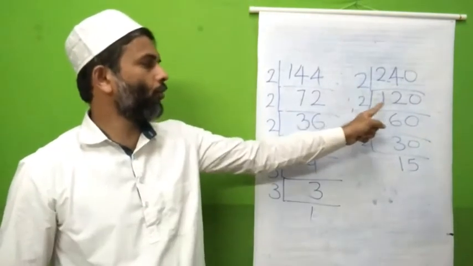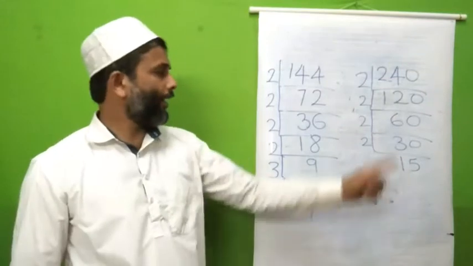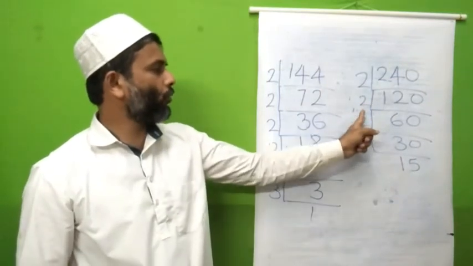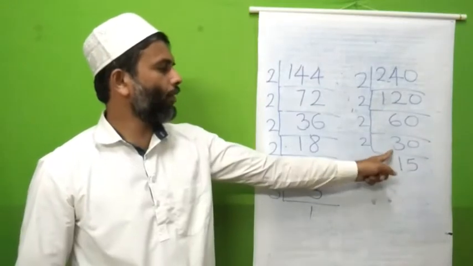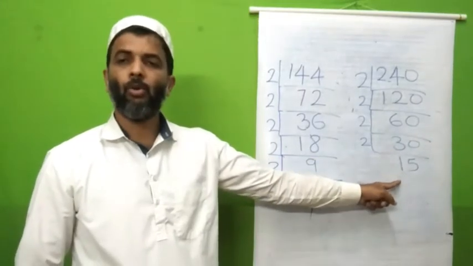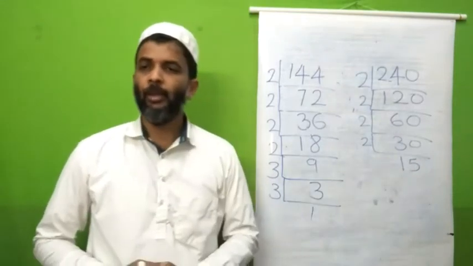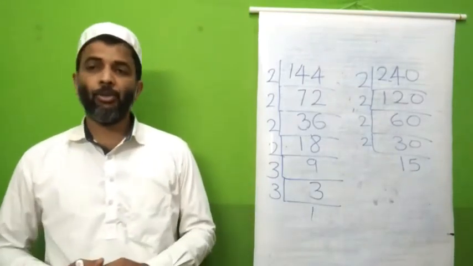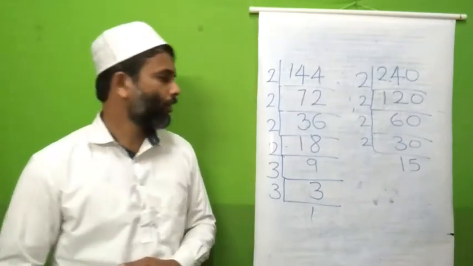240 divided by 2, we get 120. Dividing 120 by 2, we get 60. Then again divided by 2, we get 30. Now the quotient is 15. 15 is an odd number, so it can't be divided exactly by 2. So take the next smallest prime number, which is 3.